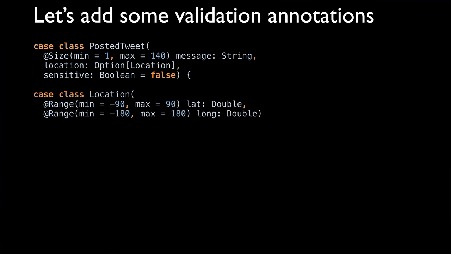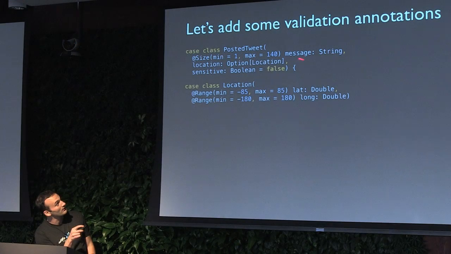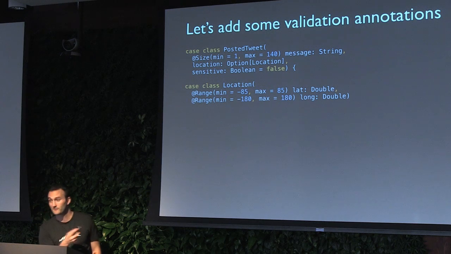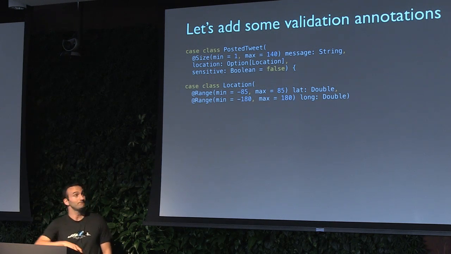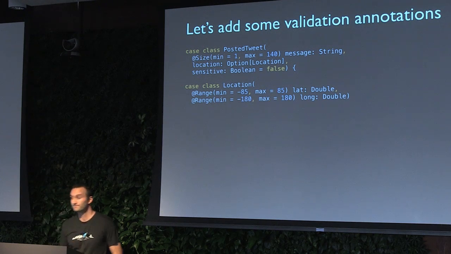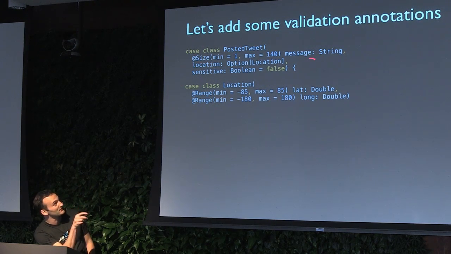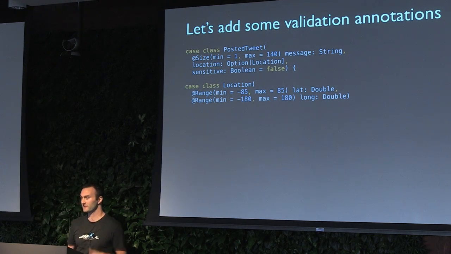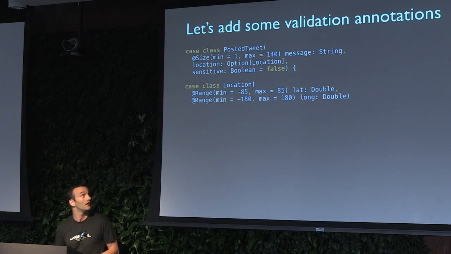So let's update our case class to use these validation annotations. At the top of the screen, we'll add the @size validation to our message string and specify that it has to be at least 1 character, but a max of 140. And then for our location, we'll use the @range validation to specify a valid range for latitude and longitude. So you could think of @size as being used for types that would have sizes, so things like strings or sequences, and @range for being used for ranges of values.